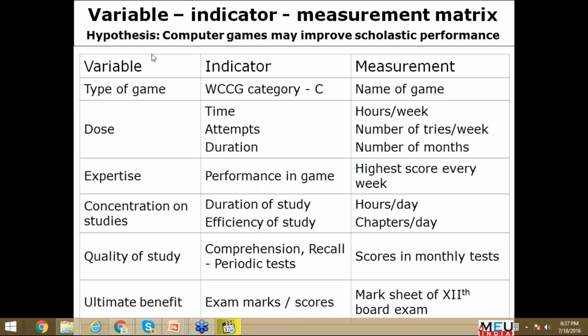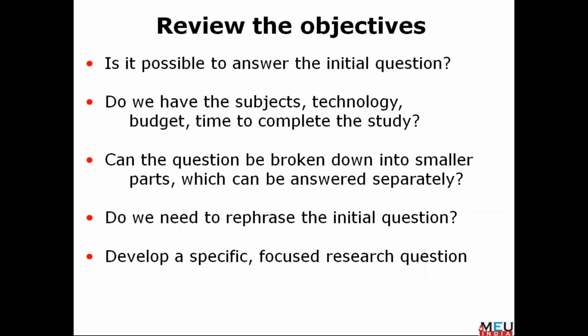We just need, there are certain variables. We create certain indicators around these variables and then measure the results and see what comes out. So then review the objectives. Is it possible to answer all the initial questions? Really? Or do we need to make changes?